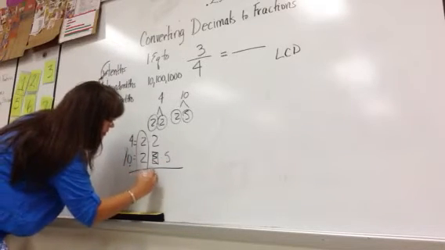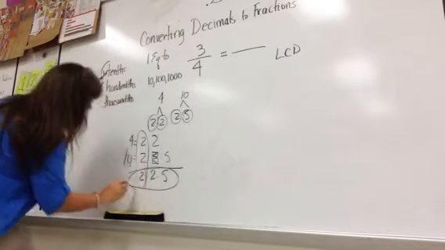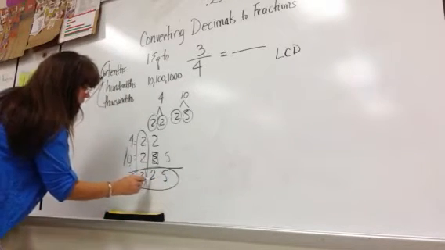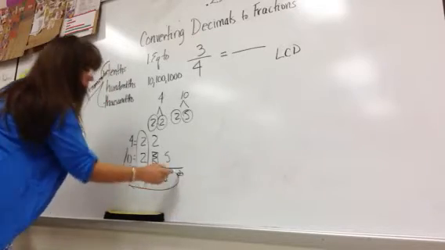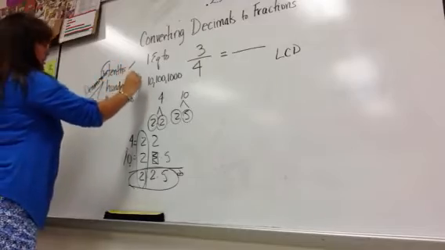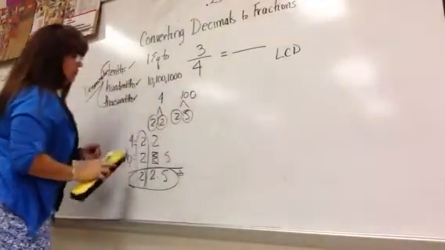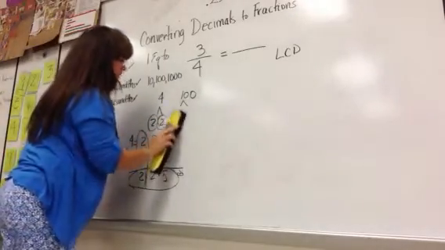So 2 here, times 2 here, times 5 here. All right. 2 times 2 is 4. 4 times 5 is 20. Can we use that? No, because it's not in decimal form. It has to be a tenth, 100, or 1,000. So now let's change that and see if we can get something that works for 100.